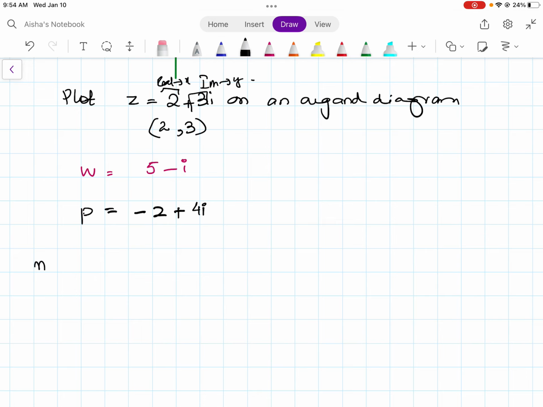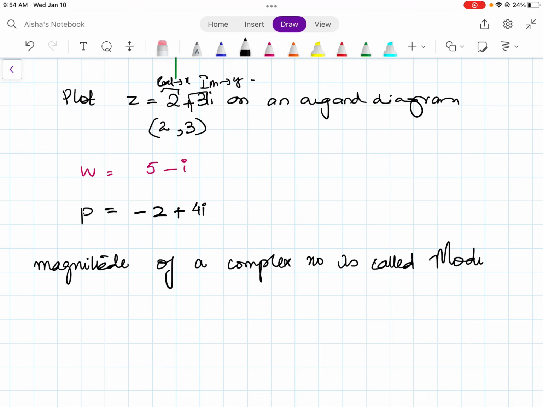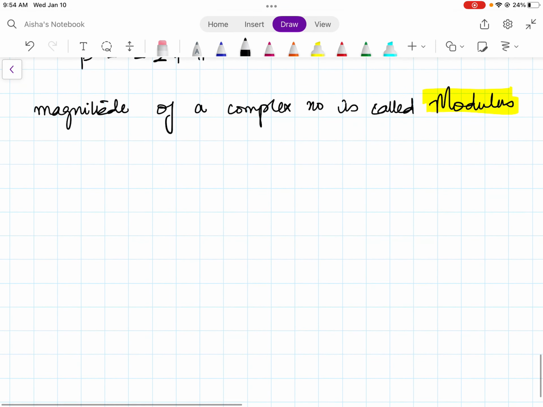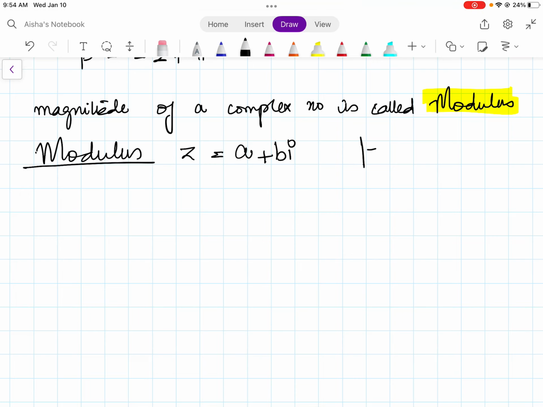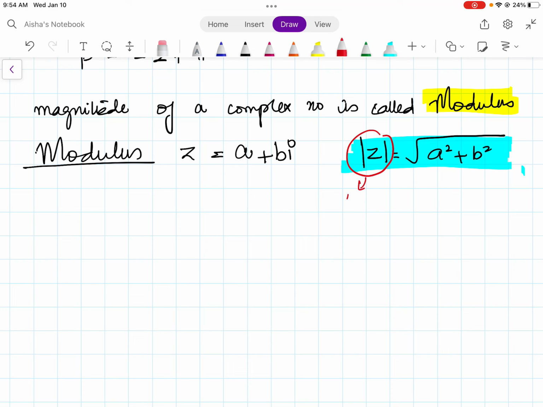Now, how to find magnitude? Magnitude of a complex number is called modulus. Now, how do you find out the modulus? a plus b iota is my complex number. So, magnitude will be the square root of a square plus b square. This is important, okay? This is the key, this is the symbol for magnitude, for modulus.